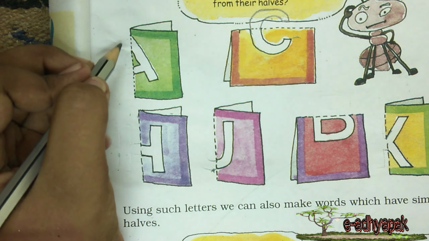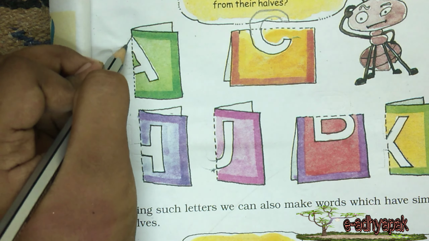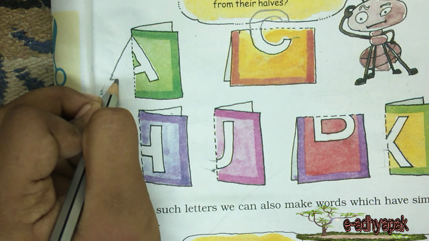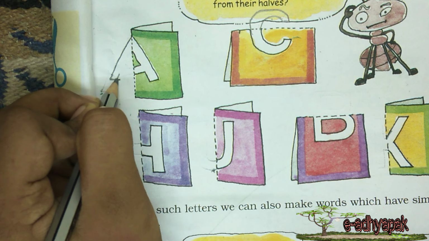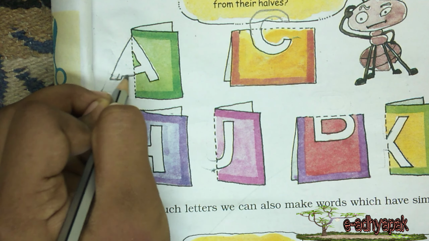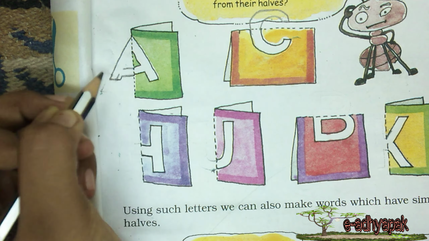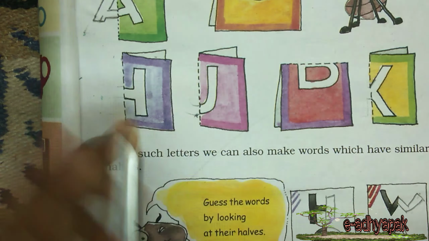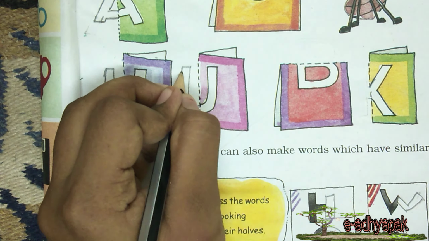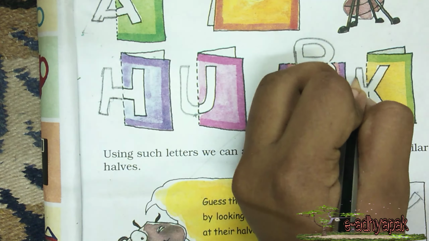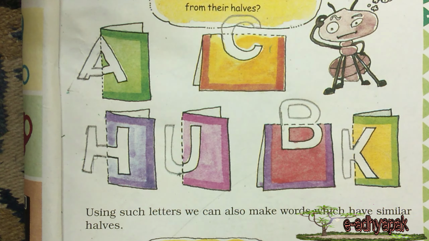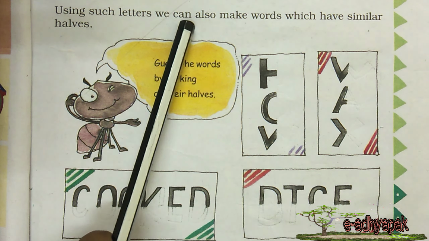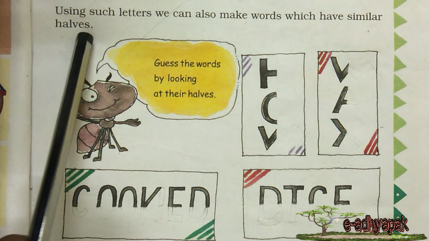Then let's draw the A. So for A, we need to draw it like this, and then a straight line like this. Let's make it a bit fat, like this and like that. Then we need to draw a triangle. Please comment down.